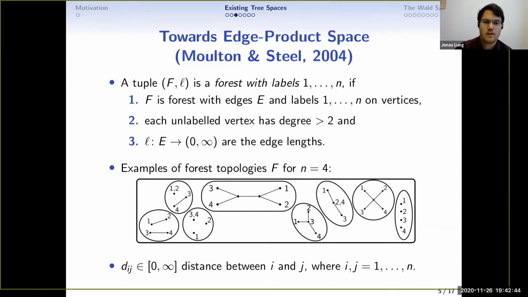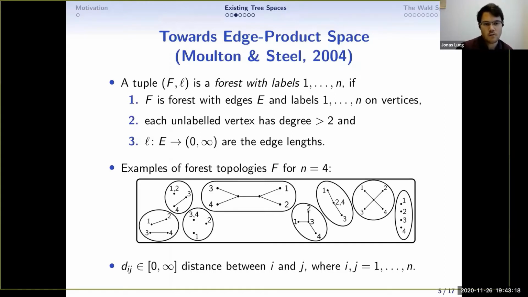The set of this space is all forests with labels 1 to n, where F is just the forest structure with edges E and also labels 1 to n on the vertices. Note that we can have more than one label on one vertex, so we could have, for example, 2 labels on one vertex. The second requirement is that each unlabeled vertex has degree greater than 2. And thirdly, we again have positive edge lengths on the edges.